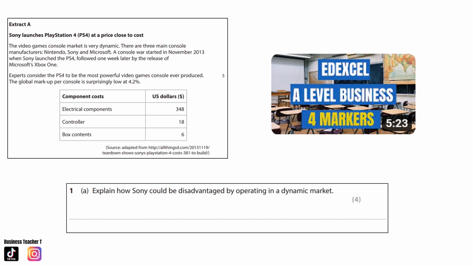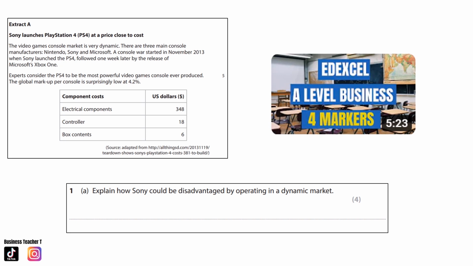So if we go to extract A, it states that Sony launches PlayStation 4, PS4 at a price close to cost. The video games console market is very dynamic. There are 3 main console manufacturers: Nintendo, Sony and Microsoft. A console war started in November 2013 when Sony launched the PS4, followed 1 week later by the release of Microsoft's Xbox One. Experts consider the PS4 to be the most powerful video games console ever produced. The global markup per console is surprisingly low at 4.2%. Then you've got some information in a table, but some of this information is relevant to another question.